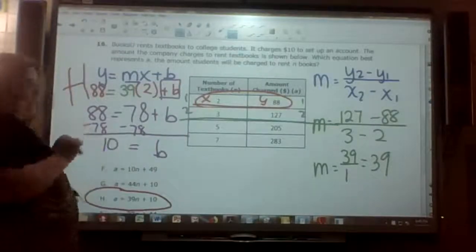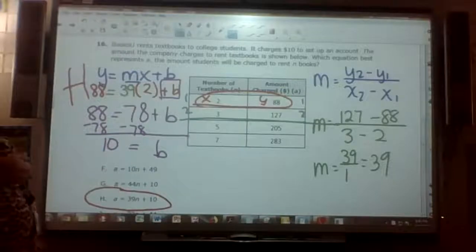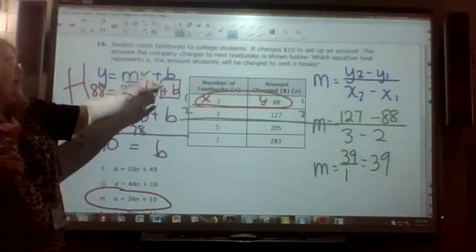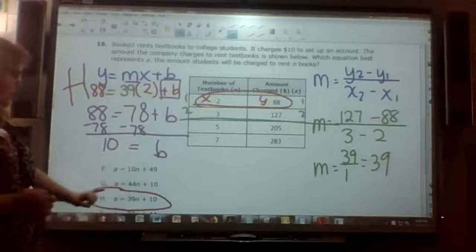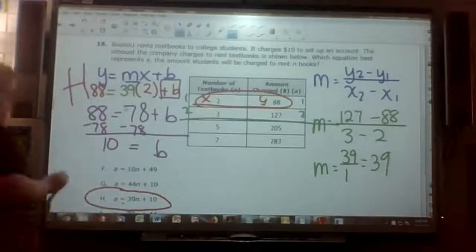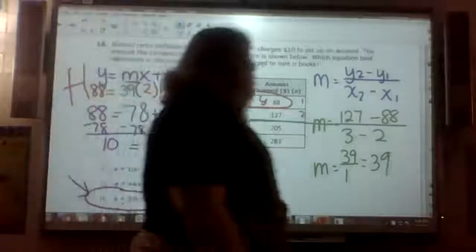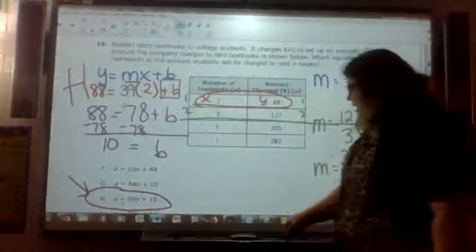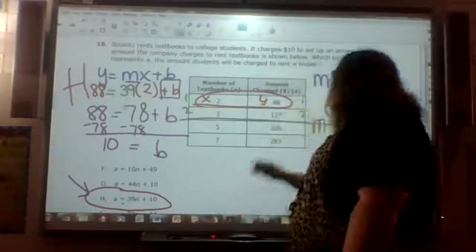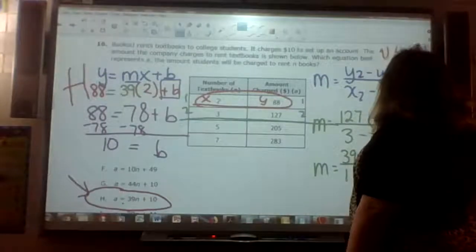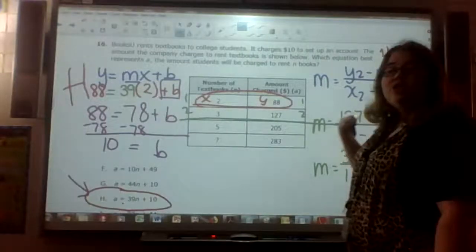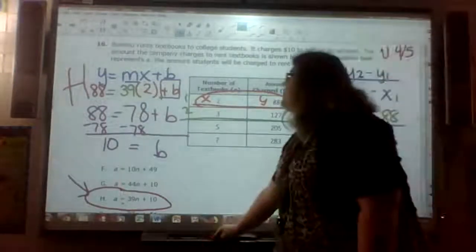That means it's 10. So when I'm looking at my equation, I have 39x plus 10, which is h. And this problem is originally in Unit 4 and 5, so you can go back to Unit 4 and 5 for that problem.